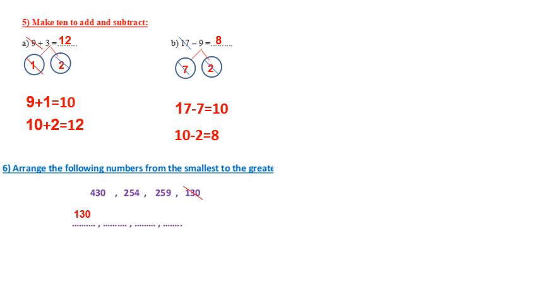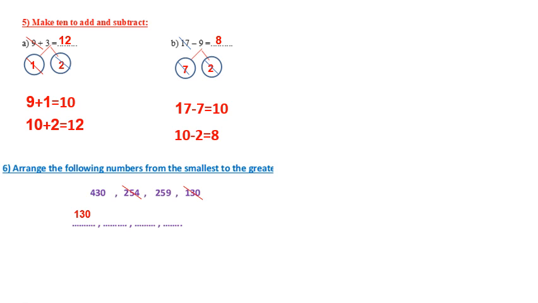Now I have two numbers, each one has 2 in hundreds. What shall I do? Look at the next row, 5 in tens and 5 in tens. It's also the same, so I can compare. Now I look at ones. I have here 4 in ones, 9 in ones. So I can say that 254 is smaller than 259.